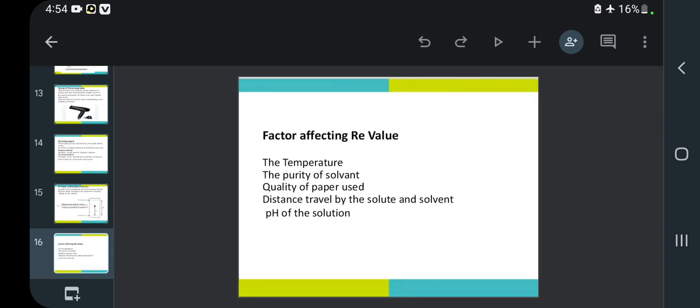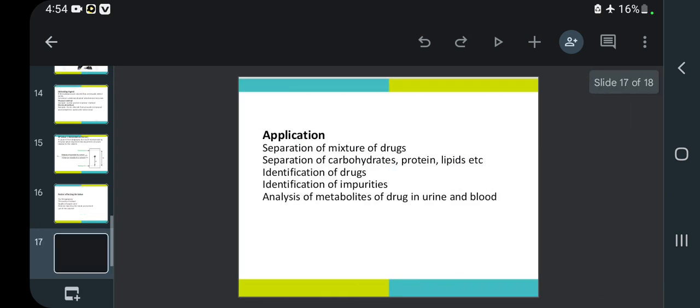Factors affecting the Rf value: the temperature, the purity of the solvent, the quality of paper used, the distance traveled by the solute and solvent, and the pH of the solution. These five factors affect the Rf value.